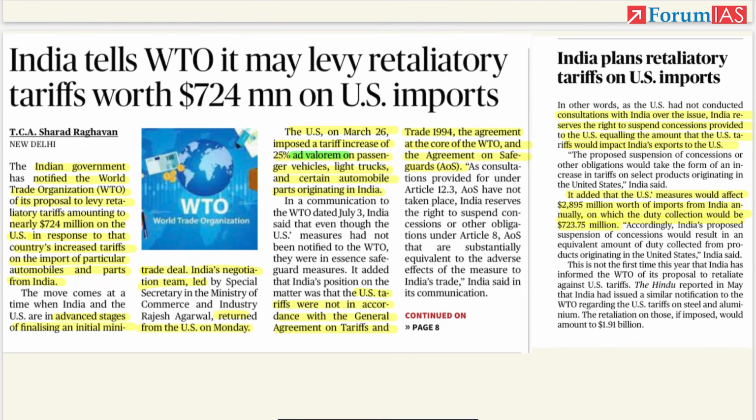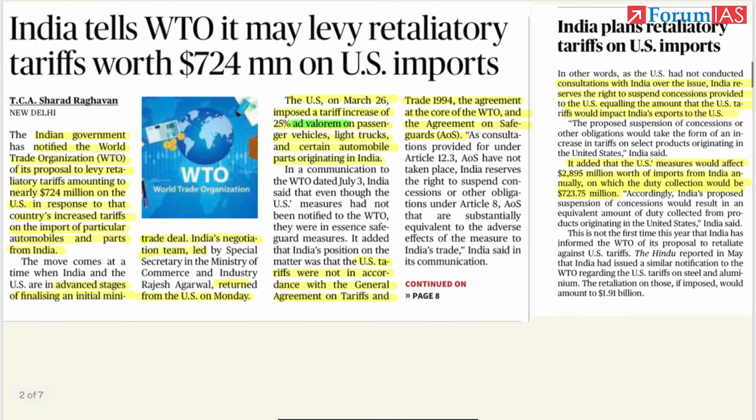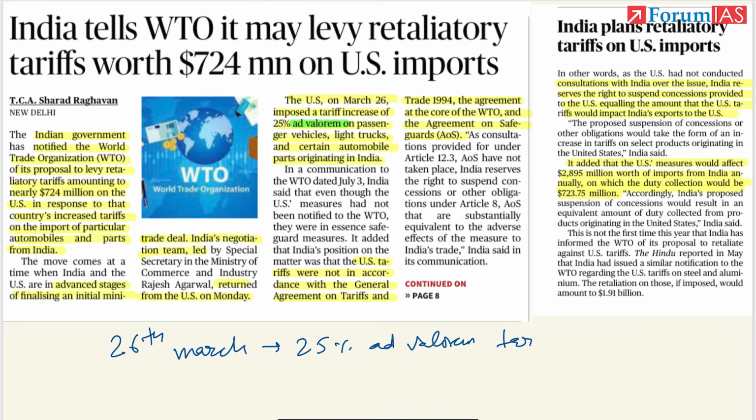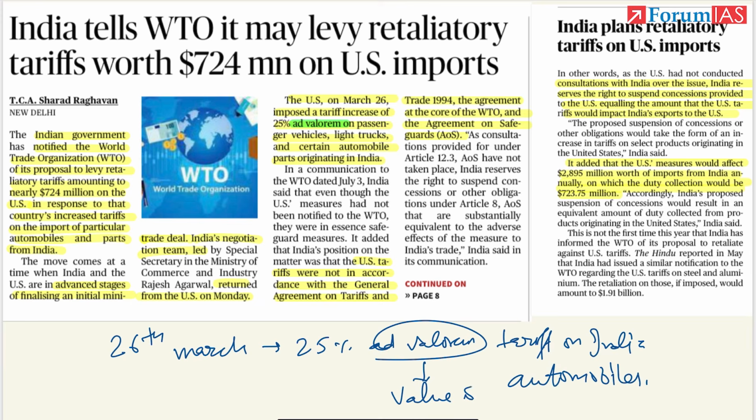Yes, India has told WTO that it may levy retaliatory tariff worth $724 million on US imports. So how the issue started? Issue started with 26th March when US decided to impose 25% ad valorem retaliatory tariff on India on certain items related to automobiles or certain parts of automobiles. Ad valorem meaning which is imposed on the value of the good.